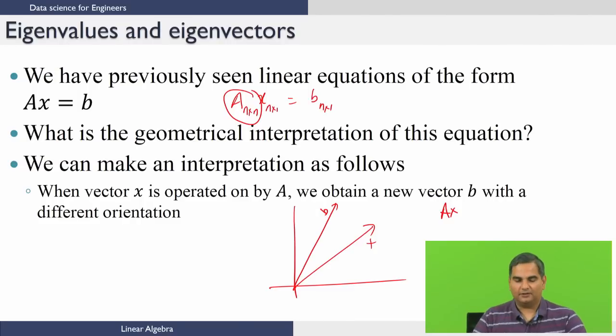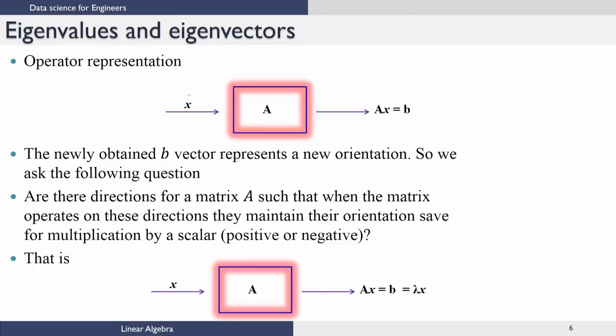You can think about this as the following. This equation tells me that when I operate A on x, I get a new vector b which is in a different direction from x. So this is a very simple interpretation of the equation Ax equal to b. I send x through A, and I define sending it through A as pre-multiplying by A. So A times x equal to b.